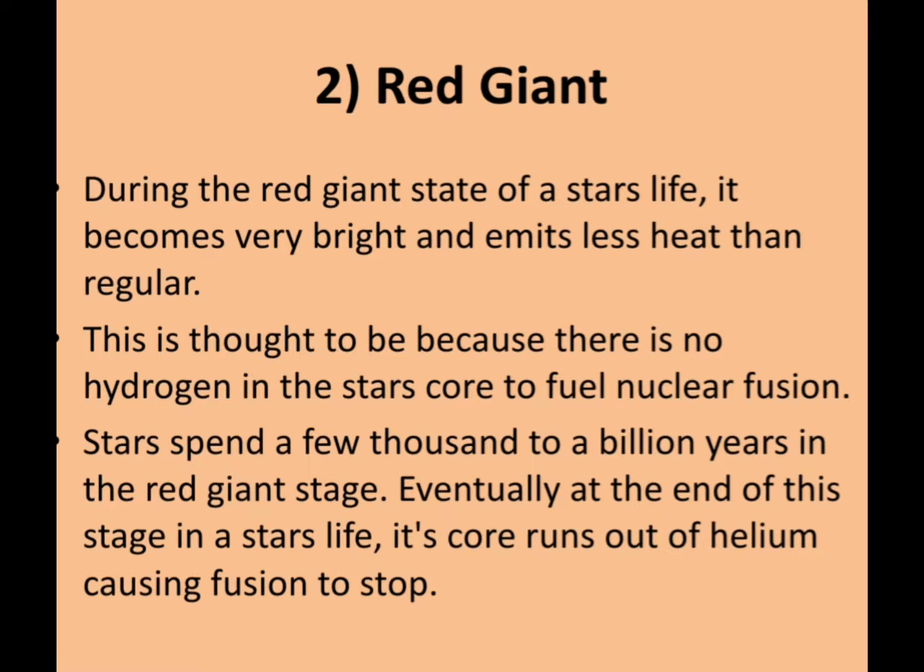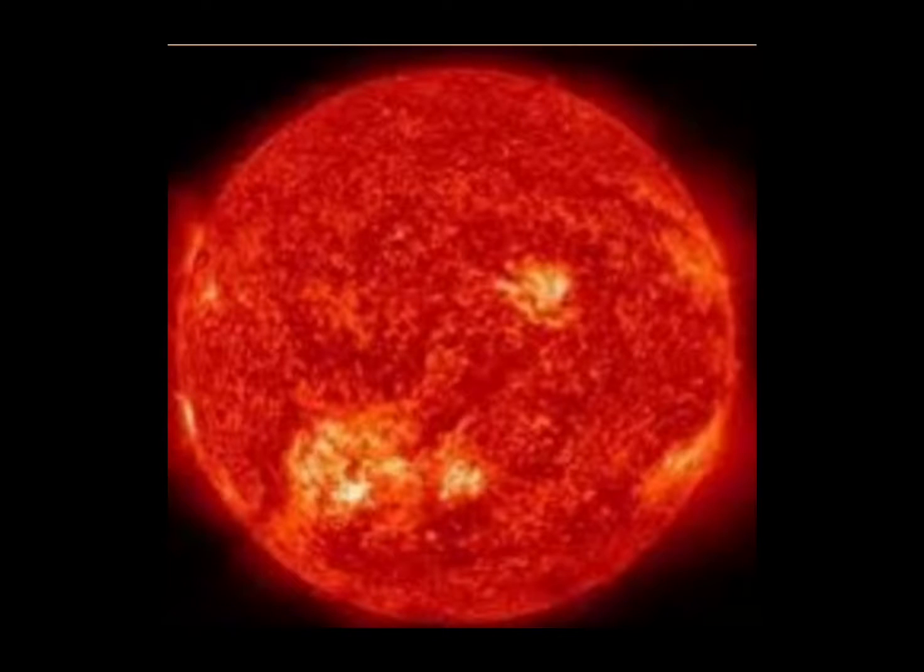The red giant. During the red giant stage of a star's life, it becomes very bright and emits less heat than regular. This is thought to be because there is no hydrogen in the star's core to fuel nuclear fusion. Stars spend a few thousand to a billion years in this stage of a star's life. Its core runs out of helium, causing fusion to stop. And as you can see, this is a star in a red giant stage.